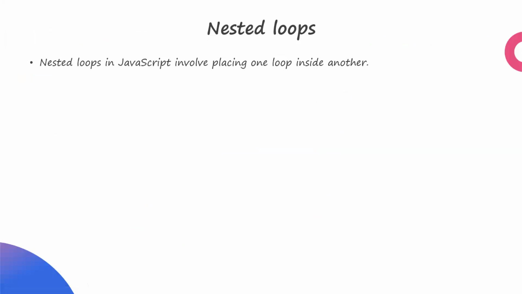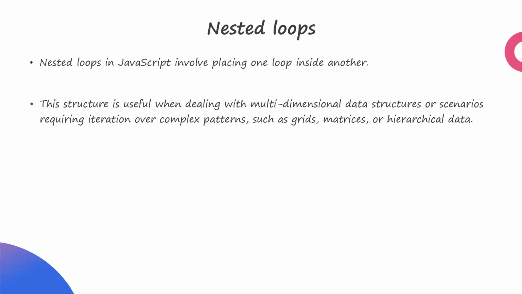So nested loops in JavaScript involve placing one loop inside another. Remember, we have been dealing with one loop, like the for loop, the do while loop, the while loop. A nested loop has to do with placing another loop inside another one. And this structure is useful when dealing with multidimensional data structures or scenarios requiring iteration over complex patterns such as grids, matrices, and hierarchical data.